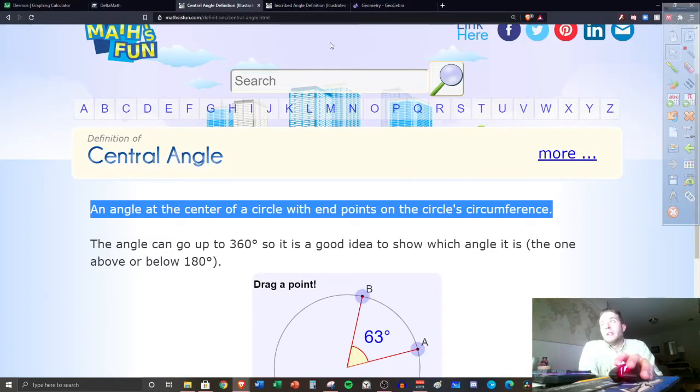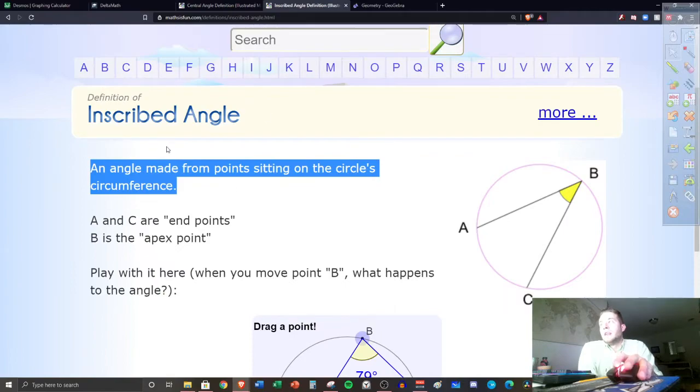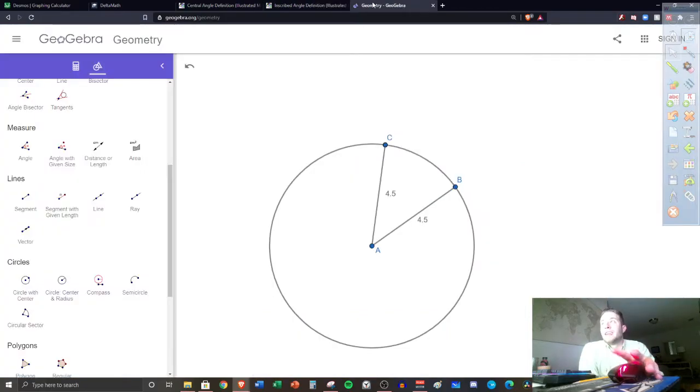Okay, so we've got that written. Next definition is inscribed angle: an angle made from a point sitting on the circle's circumference. I'm going to pause and let you write that. Okay, so you've written both definitions, so now I'm going to ask a question. I know there's a lot of pauses in this. It's very interactive today. We have an angle that we've created here, so you have a multiple choice question coming at you right now. Is this a central angle or an inscribed angle, based on the definition we just wrote down? I'll give you a second to answer that.